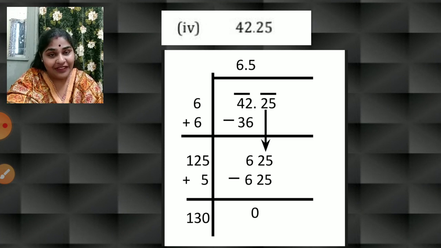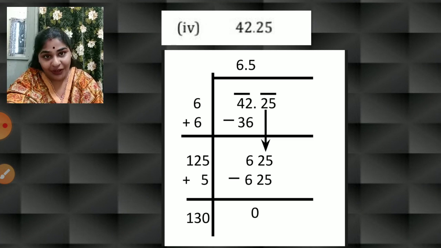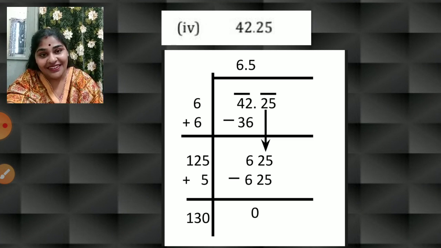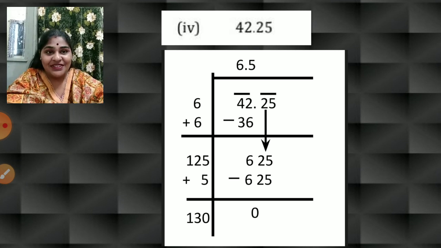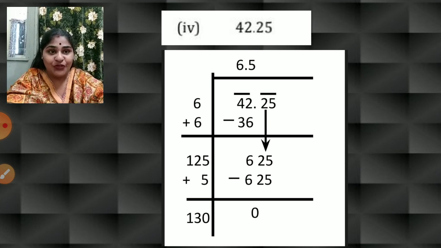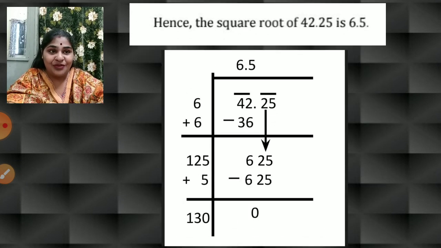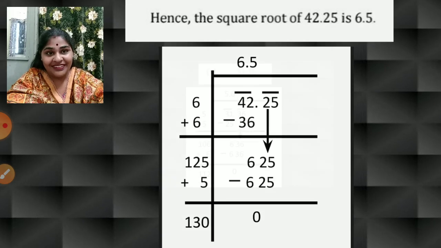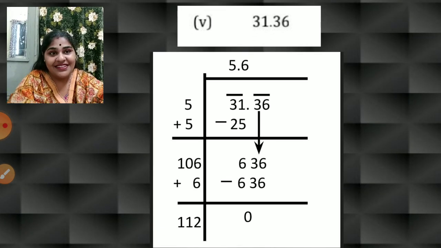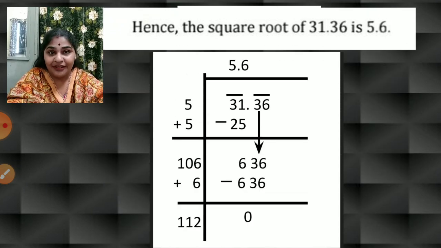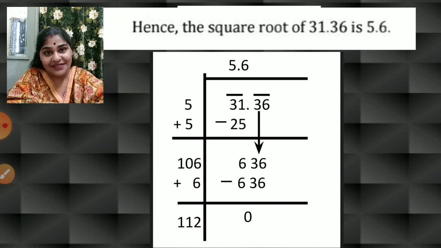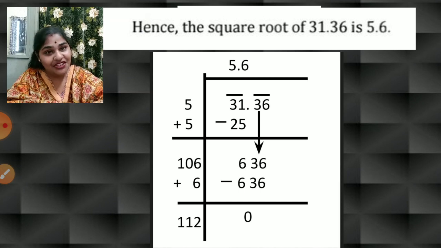So 4th and 5th I will just show you. I will not explain. So what you are going to do is first solve in your book, and then you can check the answer in the video. So this is the 4th one, that is 42.25, and the square root is 6.5. And this is the 5th one, that is 31.36, and the square root after solving we got 5.6. So better try at home these two sums and then check your answer.